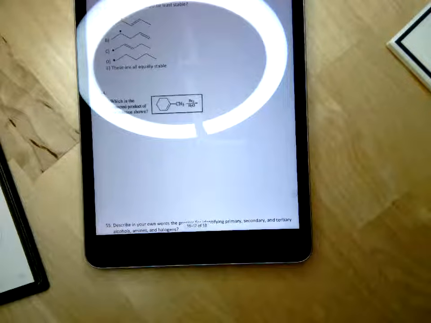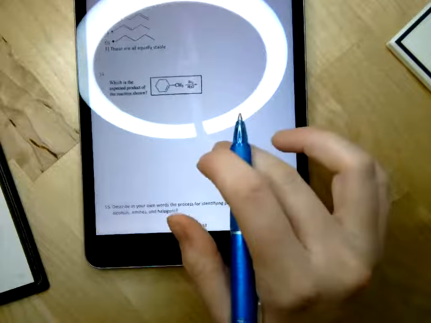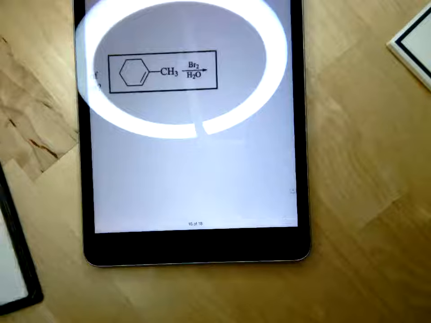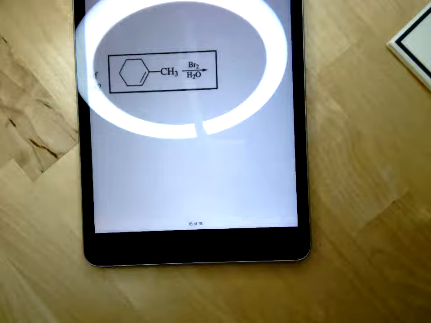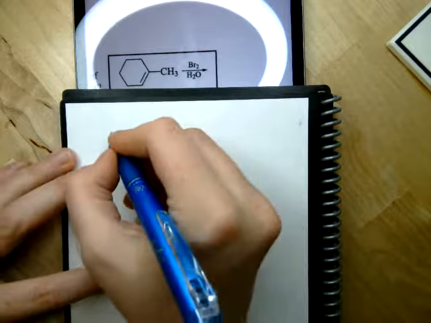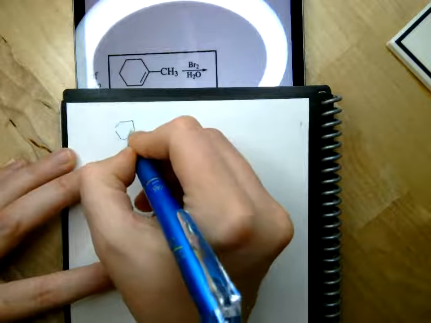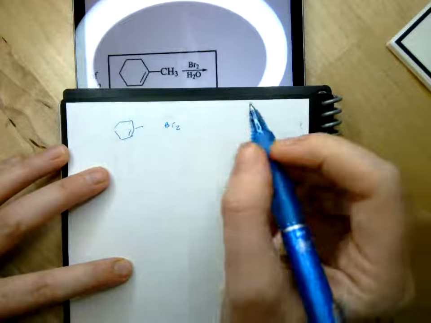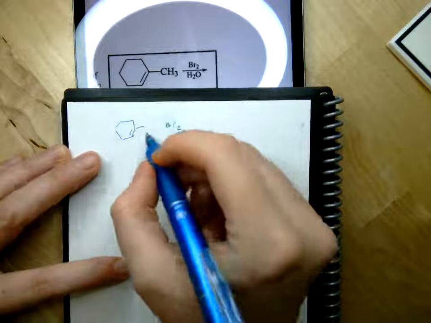54, what is the expected product of the reaction shown? So again, we've had a lot of bromine show up, so this could be an addition reaction or this could be a radical reaction, but it's not in the presence of heat or light, it's actually in the presence of water. So my thought is that this is going to be a halohydrin formation. And my other thought is you need to know if it's Markovnikov or anti-Markovnikov because it's asymmetrical.